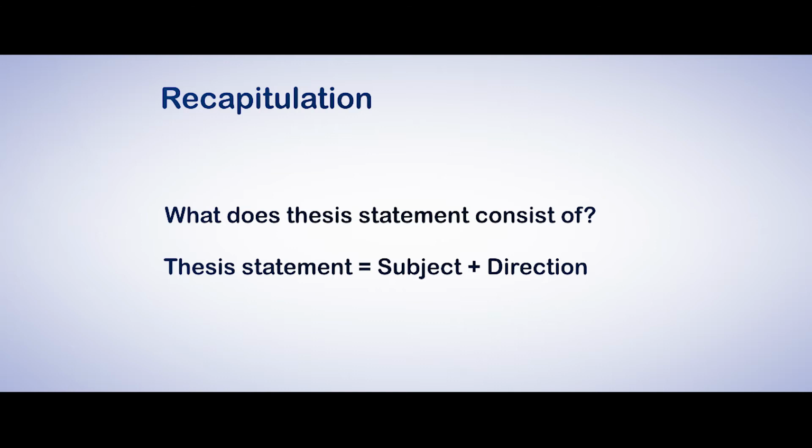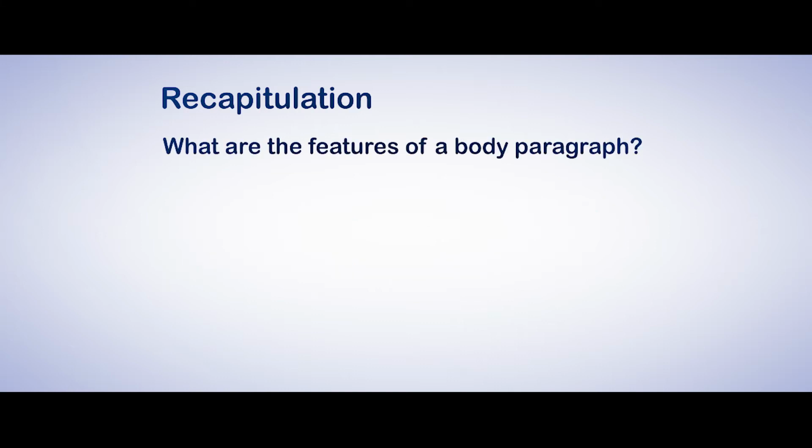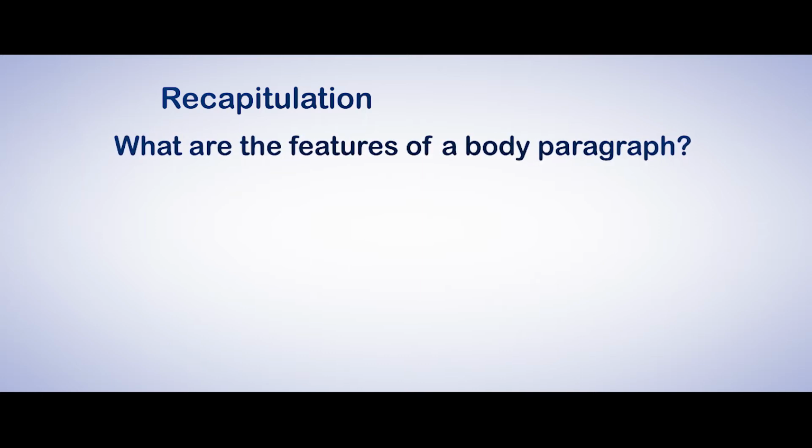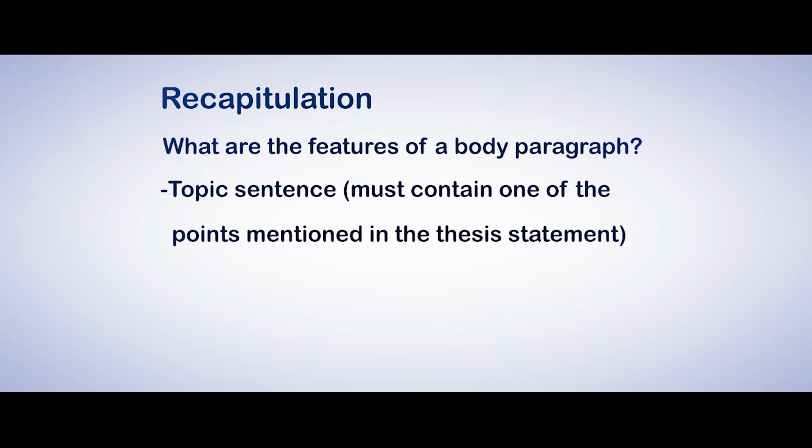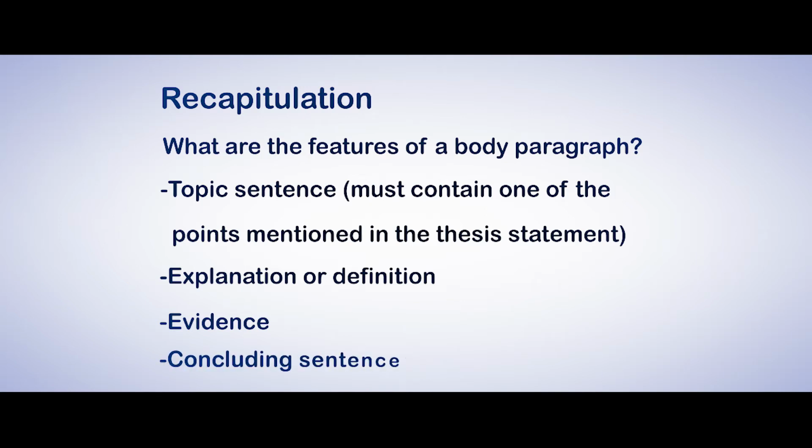So your next question is, what are the features of a body paragraph? Your time starts now. Okay, right. So these are the components of a body paragraph. It comprises a topic sentence with one of the points from your thesis statement, and then you either define, elaborate or explain. After that, you provide sources or evidence to support your claim, and then you have your concluding sentence, and that's your body paragraph.